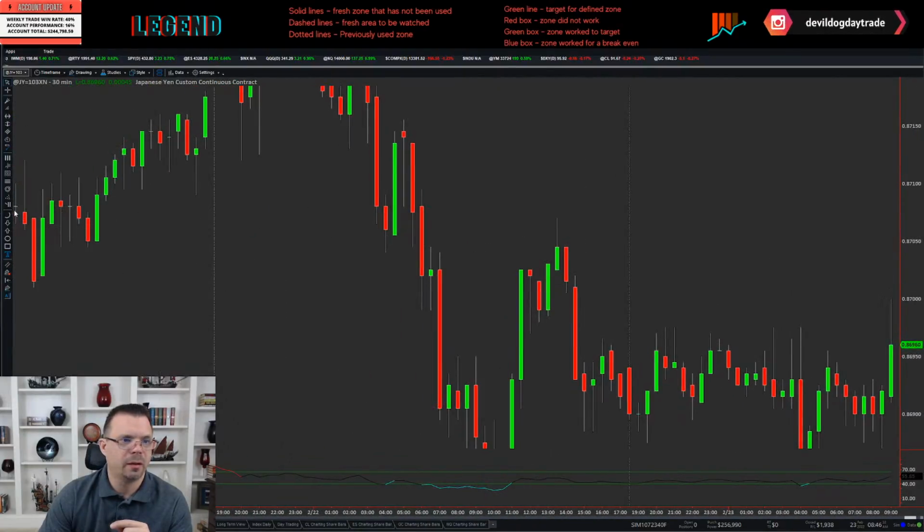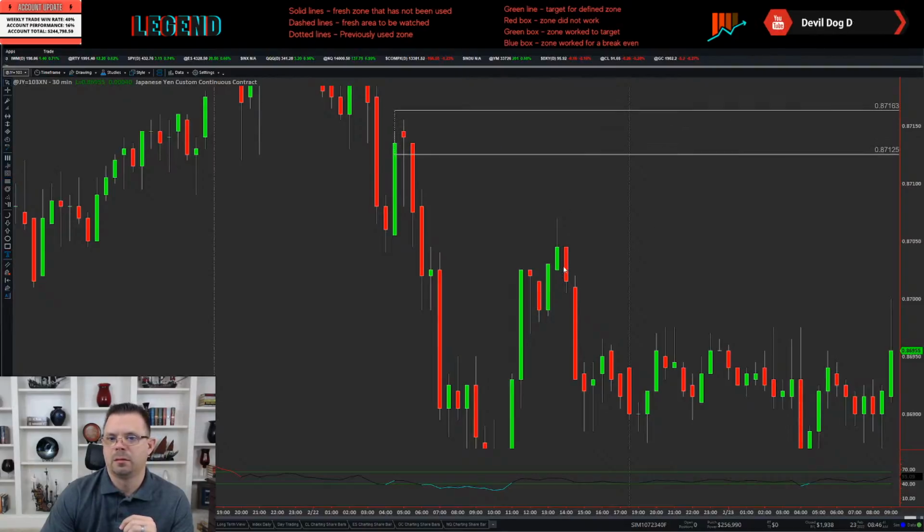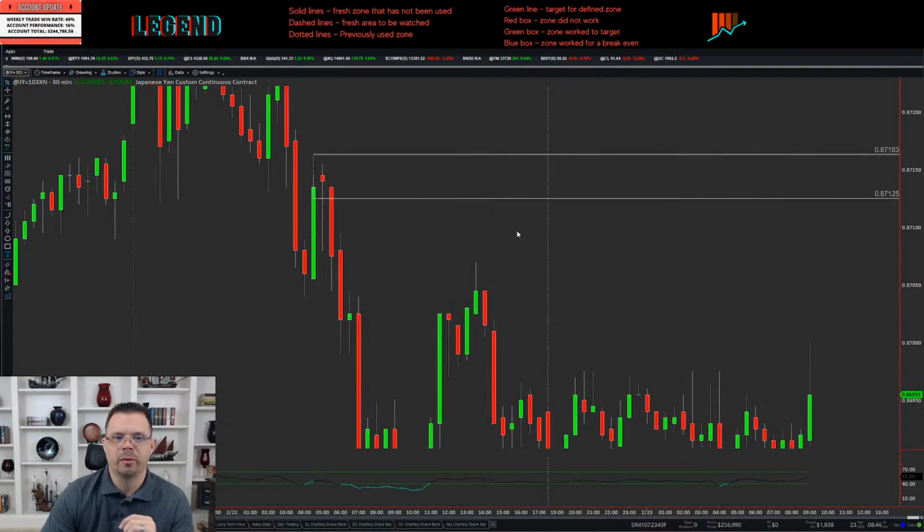So you've got a picture perfect zone here with the leg out from the second zone much longer than the leg out from the first one. So you would go all the way to the top of this one, and I would put it right about here. It's probably the right place. And let's go ahead and mark this one up.